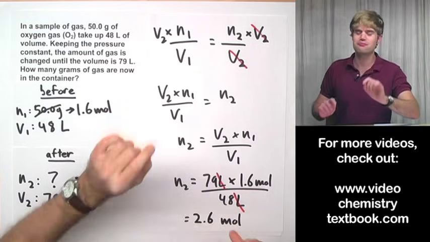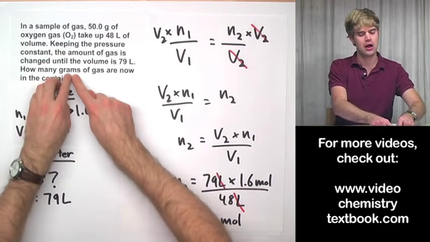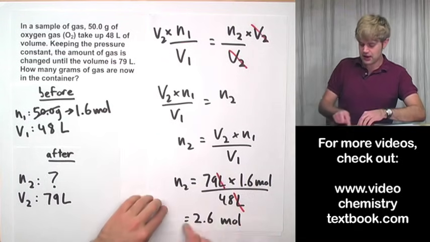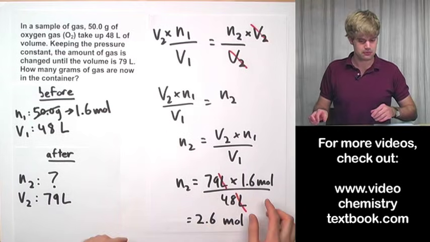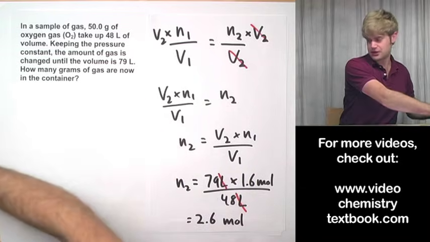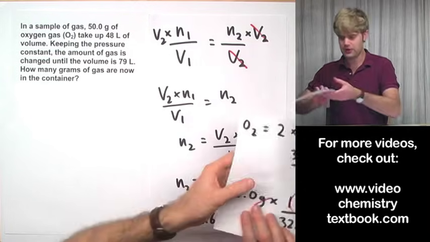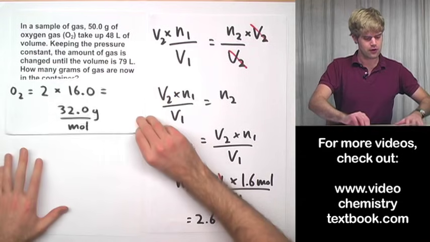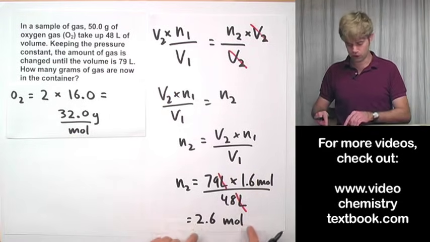I'm not quite done with the problem yet, though, because my question here asked me how many grams of gas are now in the container, not how many moles of gas. So now I'm going to have to take this mole number and convert it back into grams. How am I going to do that? Well, I'm going to want to take the molar mass of oxygen again, which, as we said earlier, was 32.0 grams per mole.